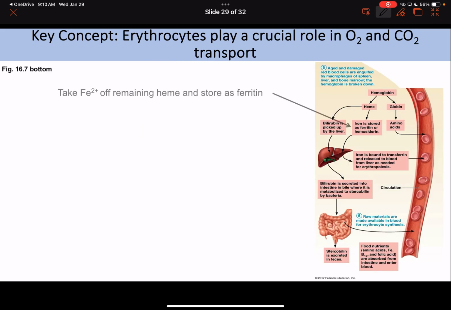So the summary is that we take iron off that heme group and we store it as ferritin. And again, that's to make it larger so we don't excrete it.